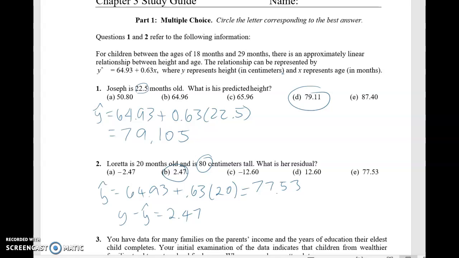Okay. The difference between a positive and a negative residual is 2.47. Positive means she's 2.47 taller than the predicted height. Negative 2.47, like answer A, will tell you that she's 2.47 under.